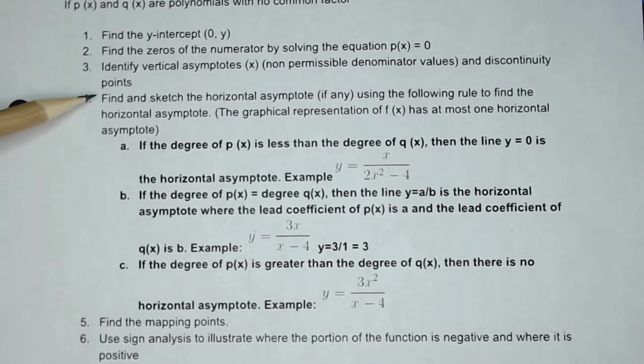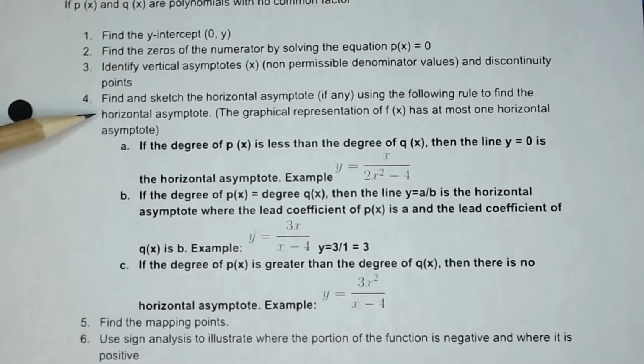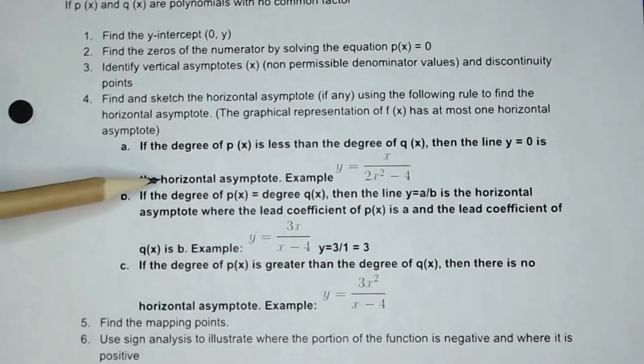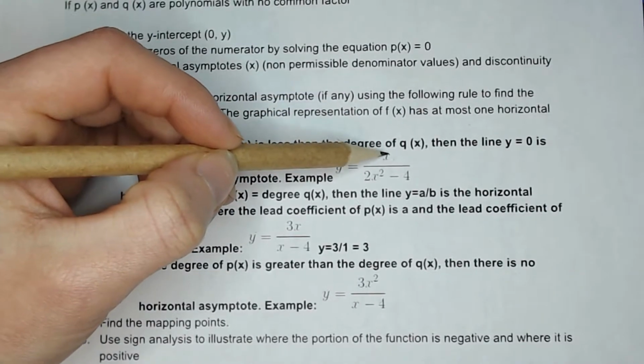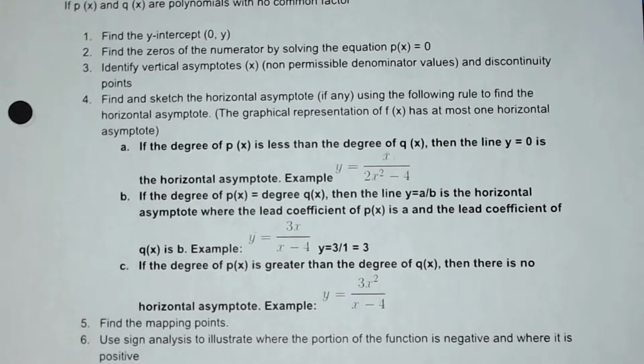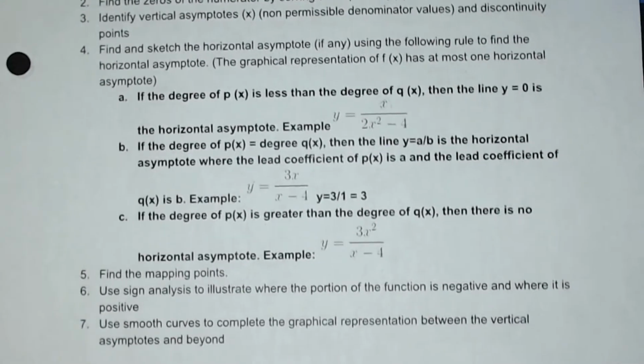And then find and sketch the horizontal asymptote. So there's some rules behind this. You need to look at the degree of the polynomials. If the degree of p of x, that's the top of your fraction, is less than the degree of q of x, then the line y equals 0 is the horizontal asymptote. So you can see here the degree is 1, and here the degree is 2. So at y equals 0, you'll have a horizontal asymptote.